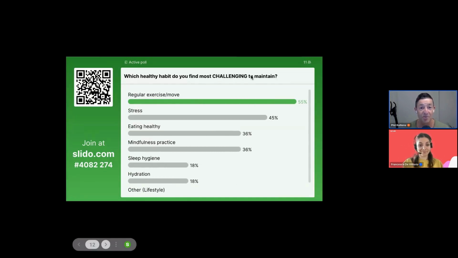Whoa. Okay. Exercise and move, followed by stress. We've got 11 people there. That is interesting. Obviously there are multiple answers here, but the first 4 are eating, mindfulness, stress, which is kind of related, and exercise.